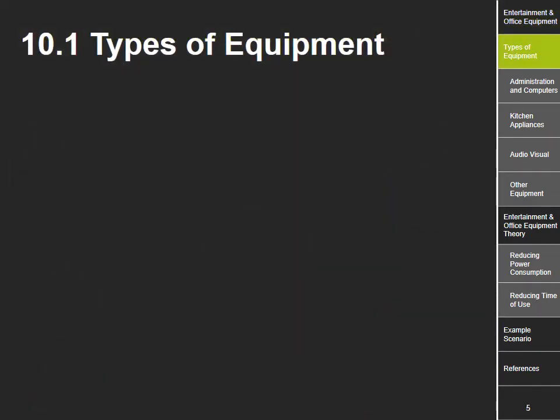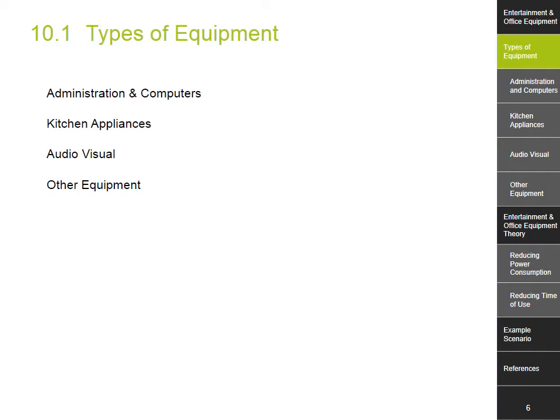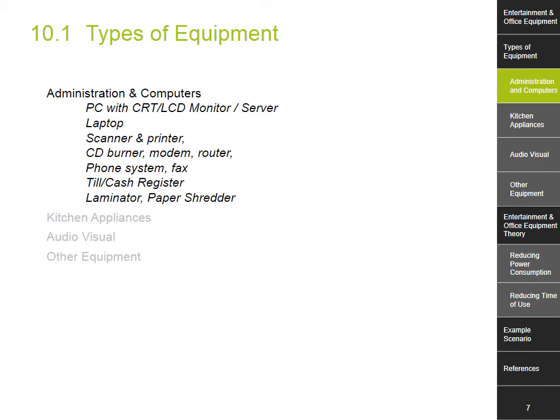Types of equipment. There are a few different types of electrical equipment used in households and small to medium enterprises that aren't covered under previous sessions. These can be generally categorized into administration and computers, kitchen appliances, audio-visual, and other equipment. The majority of appliances used in the business and commercial sector are computers, printers, scanners, and phones. Each of these and the peripherals that come with them use additional power while in standby mode and can account for up to 15% of total business energy expenditure.